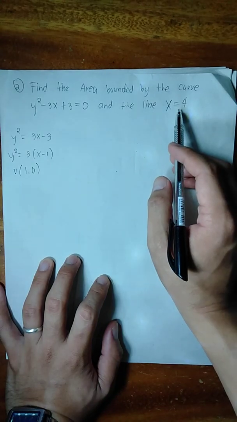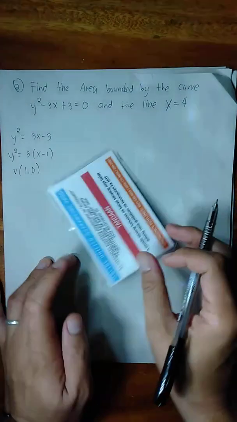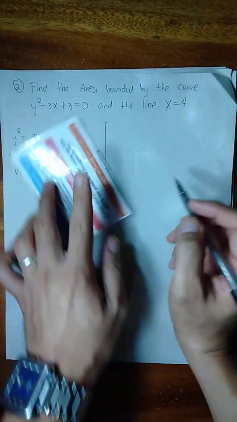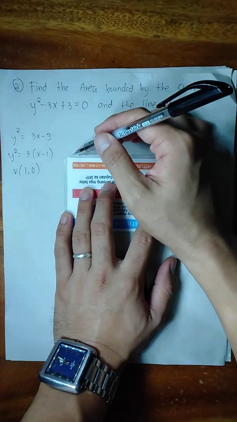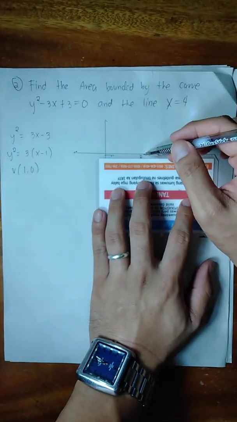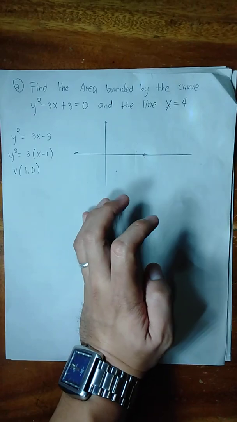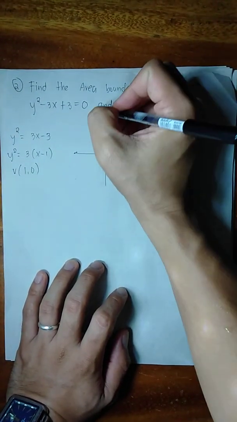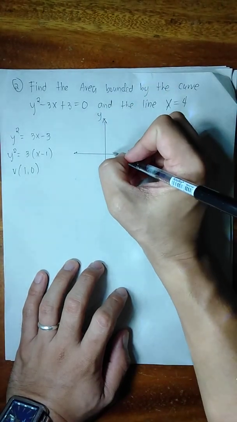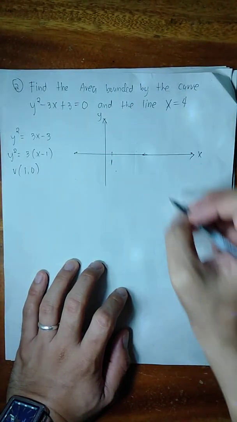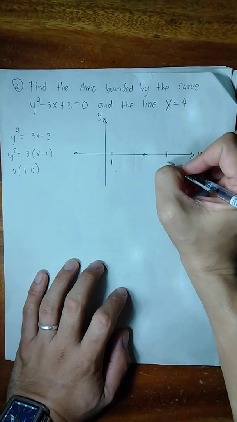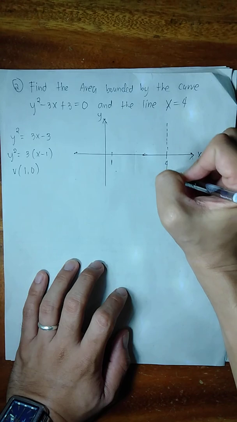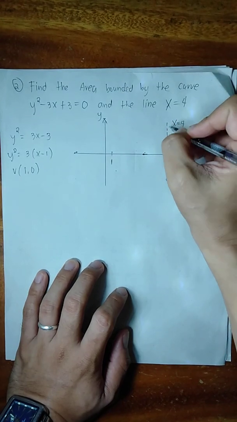Of course, plot also the x equals 4. It's a line equation. Well, let's try to plot. So, let's plot the 1 first. Let's say this is the 1. Say, 4. This is the 4. x equals 4. So, this is the line x equals 4. This dotted line.